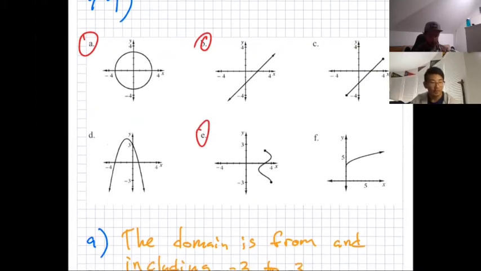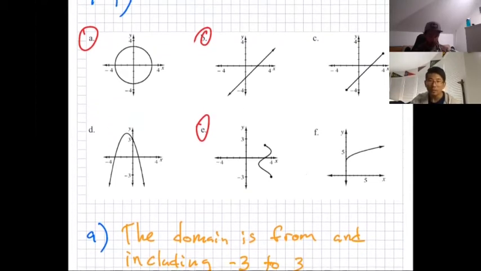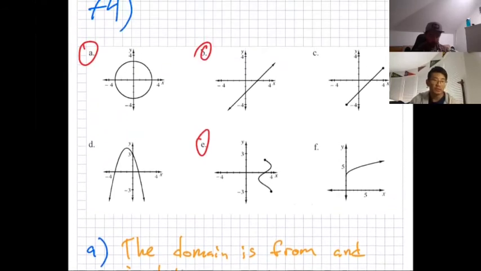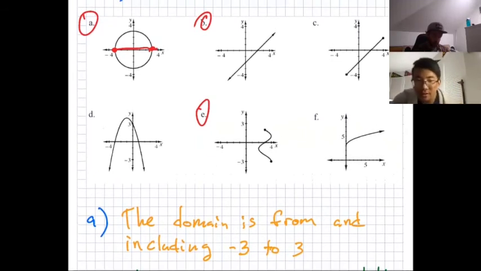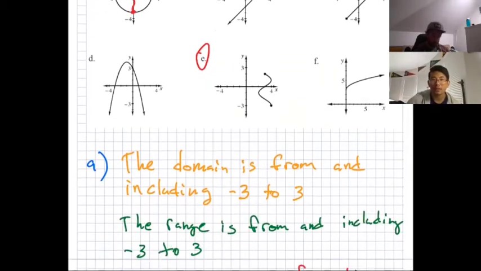Okay. And for A, when you're looking at the domain and range, your domain is what is the smallest x value and what is the greatest x value. So your domain is anywhere between -3 and +3. And the range works the same way. What is the smallest value? What is the greatest value? And so your domain and range in this case, it's one of the unique ones. That's why I kind of like circles, they can have the same domain and range. Interesting.